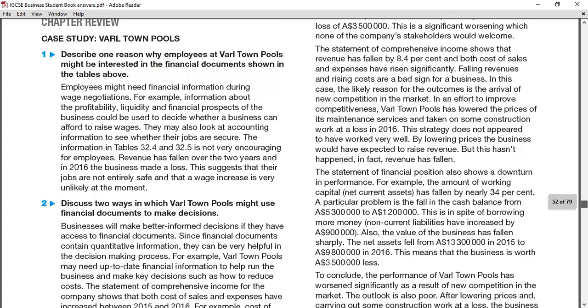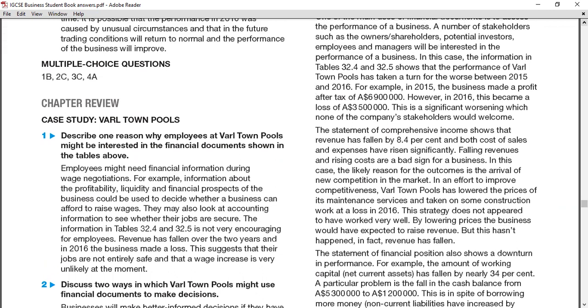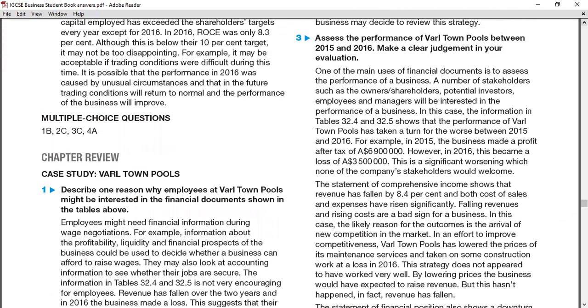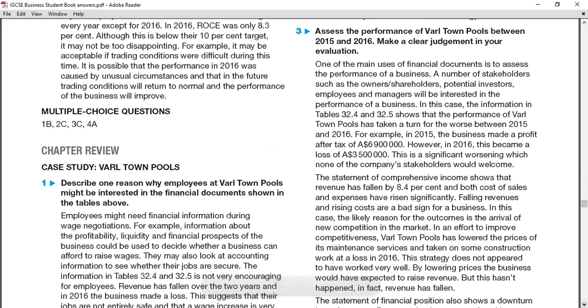Okay, the last question they're asking is the assess question. They're asking: for the organization, Varl Town PLC, assess the performance of Varl Town Pools between 2015 and 2016 and make a clear judgment in your evaluation. Right? This one I'll invite Saranya. Can you read the answer, please?